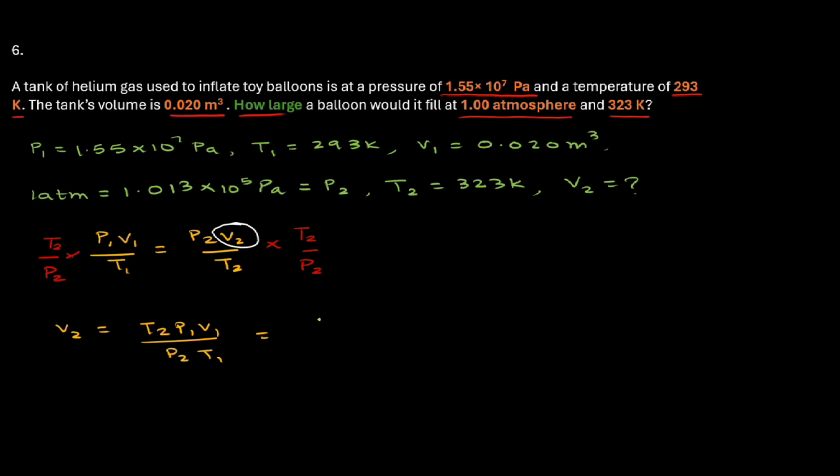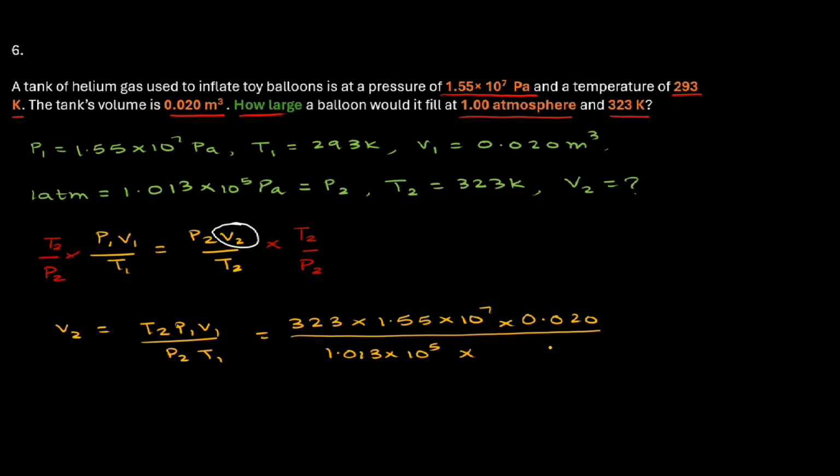Now I will substitute the values. Temperature T2 is 323. Pressure P1 is 1.55 times 10 to the power 7 Pascal. Volume V1 is 0.020, divided by the pressure of the balloon, which is 1 atmosphere, 1.013 times 10 to the power 5 Pascal, times temperature T1 of helium gas, which is 293. After we solve this, we get the volume of the balloon to be equal to 3.4 meter cube.